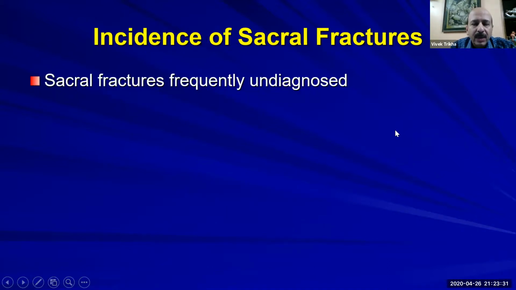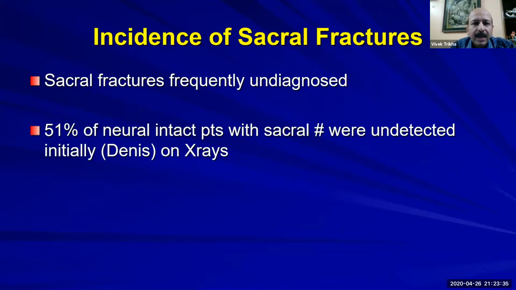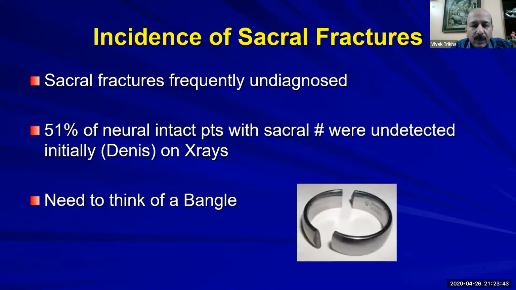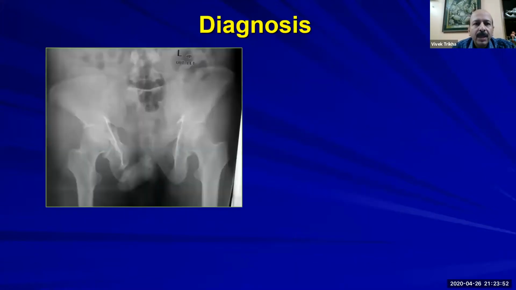Sacral fractures in the pelvis are usually undiagnosed when you see them on an X-ray. Remember, on an X-ray, Dennis said that 51% of sacral fractures can remain undetected. But always, as was told by Abhay also before, think of a ring. It has to break at two places. So if you find anterior ones, look for the posterior injuries.